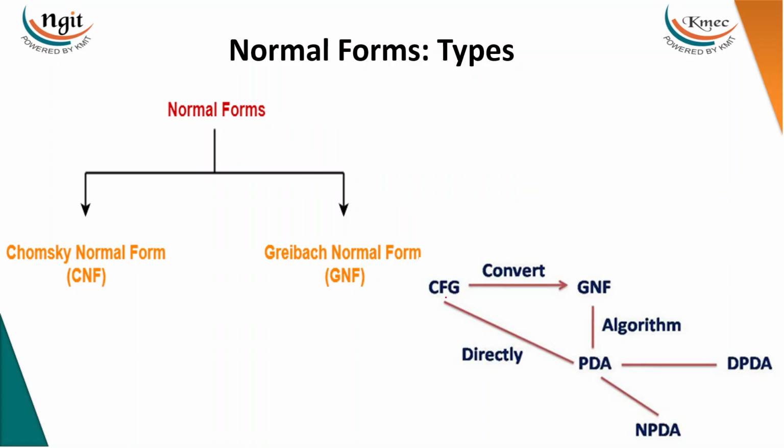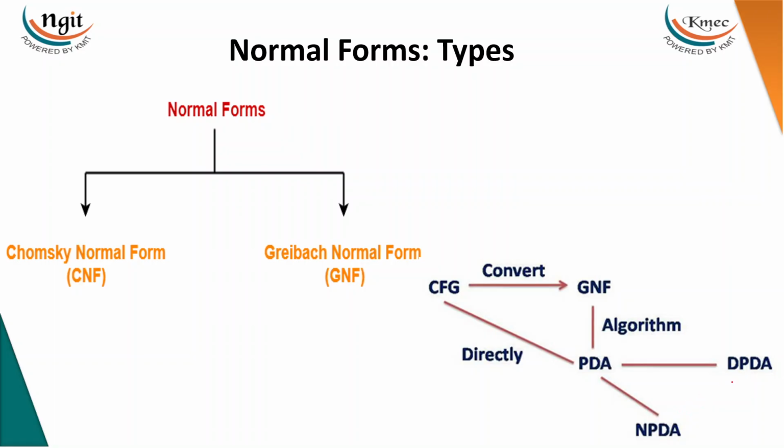If you want to convert a CFG to a PDA, first convert the grammar. Directly we can do it, but it is a complicated thing, and we don't have any particular algorithm to do that. So manually you have to do it. If you convert the context-free grammar to GNF, then by running the algorithm we can convert it directly into the PDA, and the PDA can be either DPDA or NPDA, depending on the particular language.